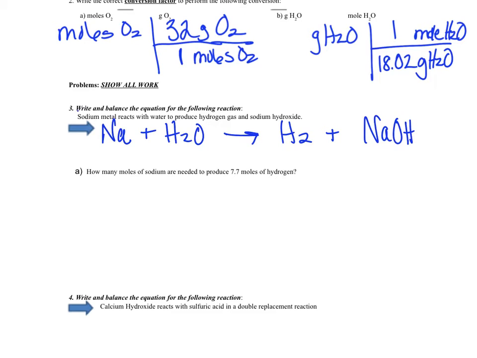So your instructions say write and balance the equation. That part's finished. On 3A, how many moles of sodium are needed to produce 7.7 moles? So again, this is a mole to mole, which then we just do the conversion using coefficients. So start with the number they gave you.